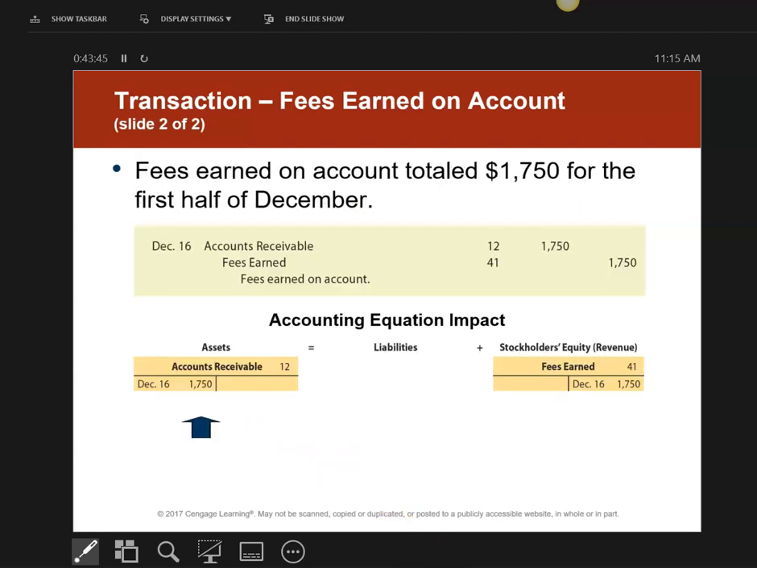So here's what my journal entry is going to look like on this. Fees earned on account total $1,750 for the first half of December. So there's no cash involved, but I increased my accounts receivable with a debit and I increased my revenue account with a credit. Remember, fees earned is revenue. I always only credit it until I tell you otherwise.